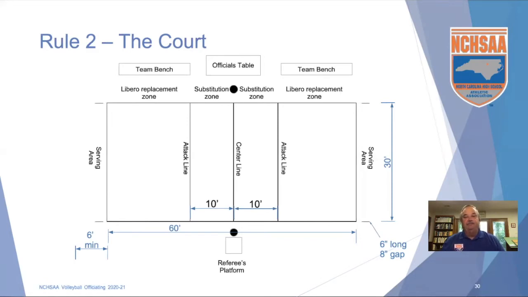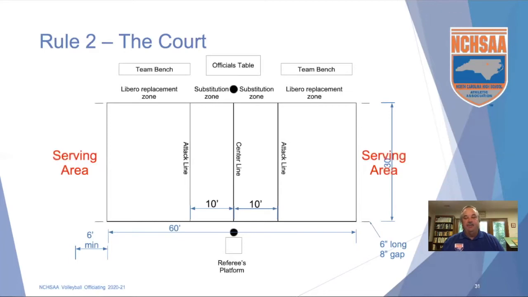Notice also here that the team benches that I show across from the referee's platform begin at the attack line and go toward the serving area. They can't be any closer to the center line than the attack line. They can be further from the attack line. There's no reason that they have to go all the way up to there, but make sure they're at least as far away from the center line as the attack line.